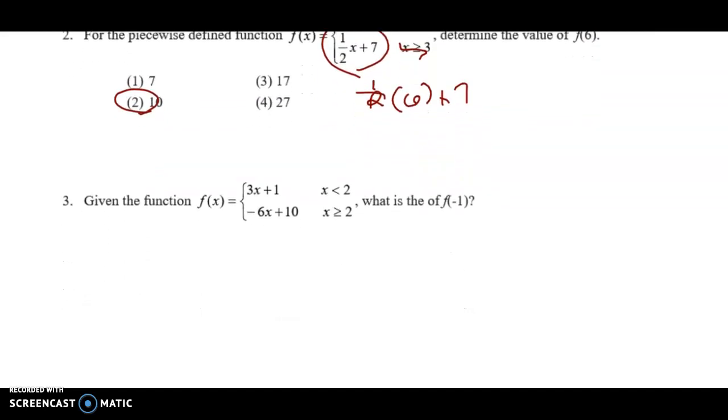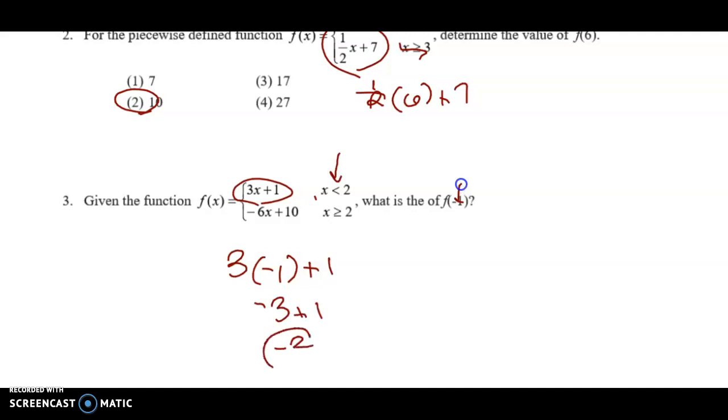Alright, so given another function, I need to figure out what is the value of f of -1. So again, I'm using -1. I have to decide which interval that falls into. -1 is less than 2, so I use my first one. 3 times -1 is -3, so it's -2.